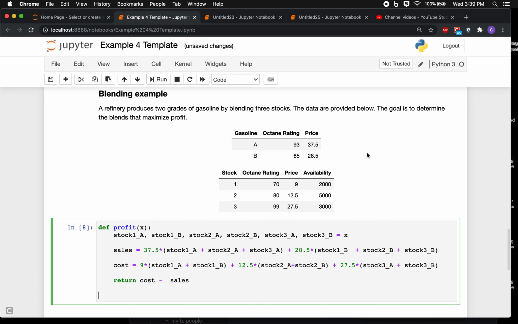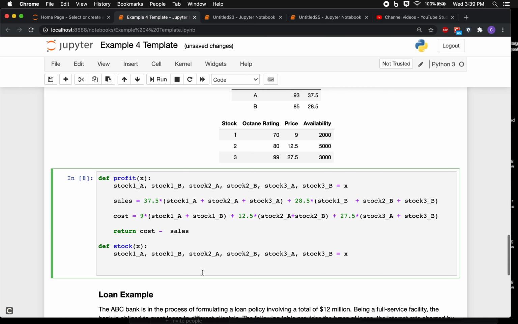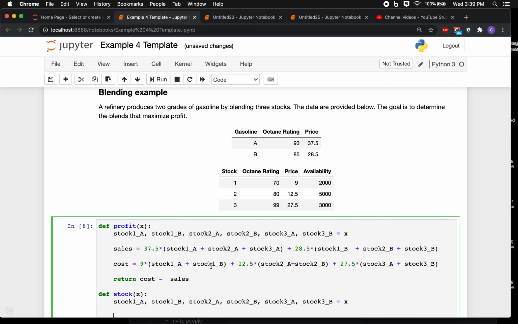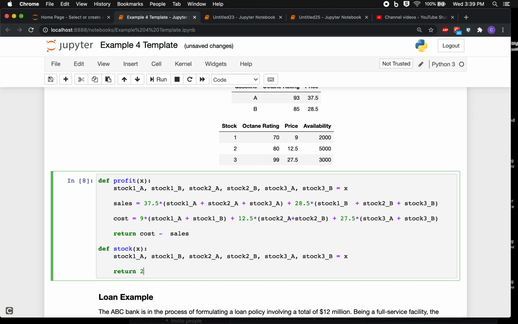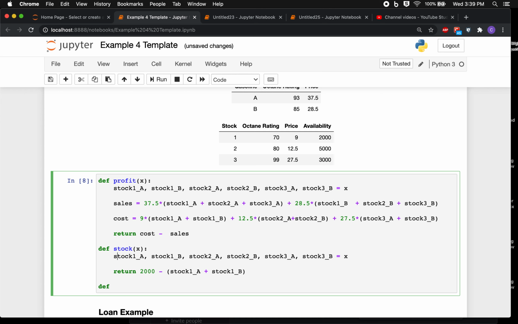So our next thing is I'm going to put in the constraints for availability. And so what we can do is define stock 1 of X. And what I'm going to do is just grab all this. So I'm unpacking the same variables in every single function. I can just unpack it right there. And let me correct the indentation. So what we're saying here is that we have at most 2,000 barrels of stock 1, or I don't know if it's gallons, any given unit. So let's just say it's gallons. And so again, it's a non-negative constraint. So we're going to have 2,000 minus the amount of stock 1 that we put to A, plus the amount of stock 1 that we put to B. So that's our first constraint. And let me put this as stock 1.